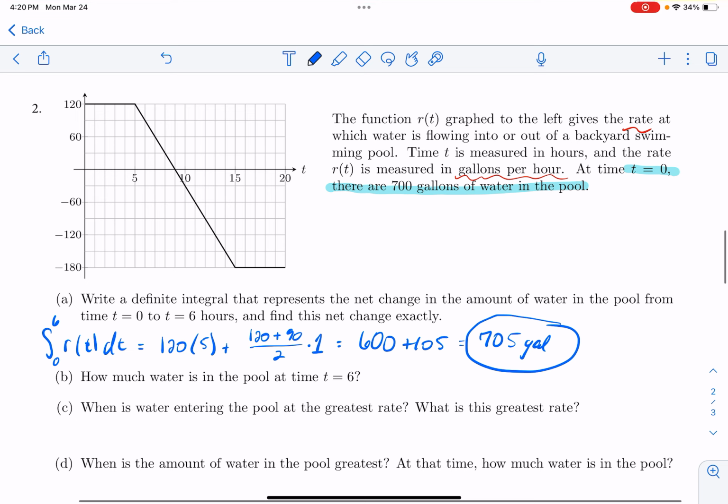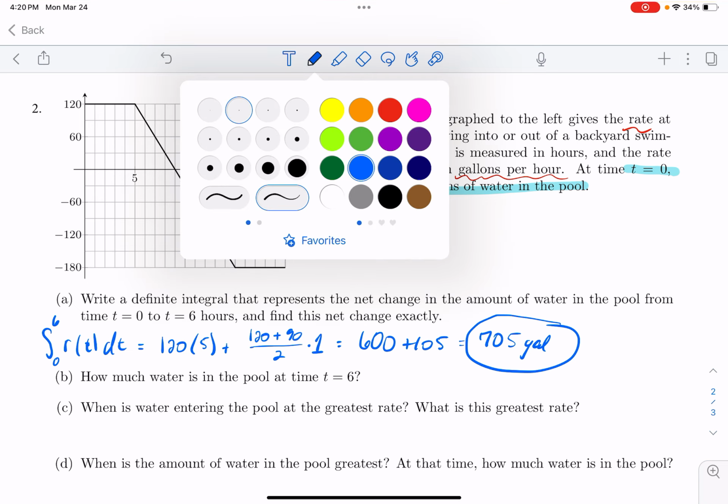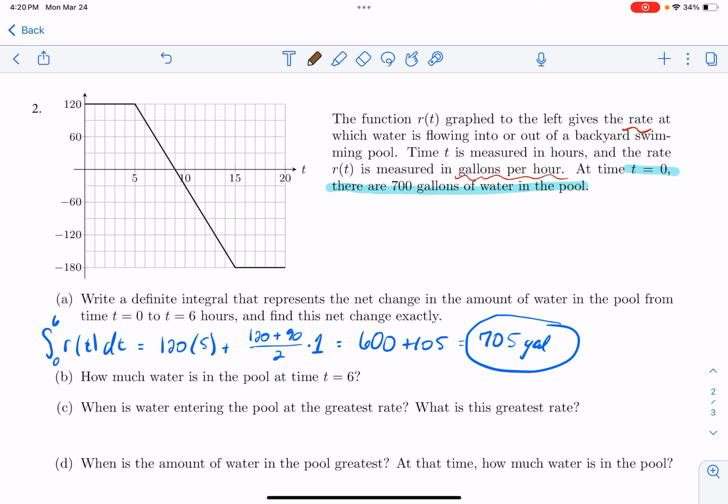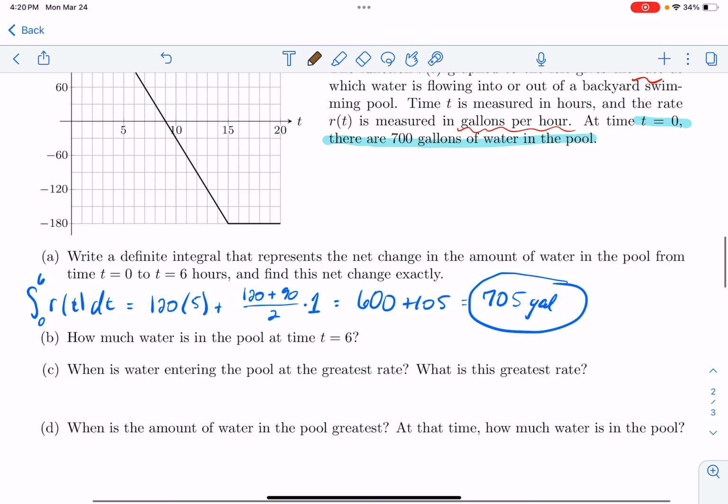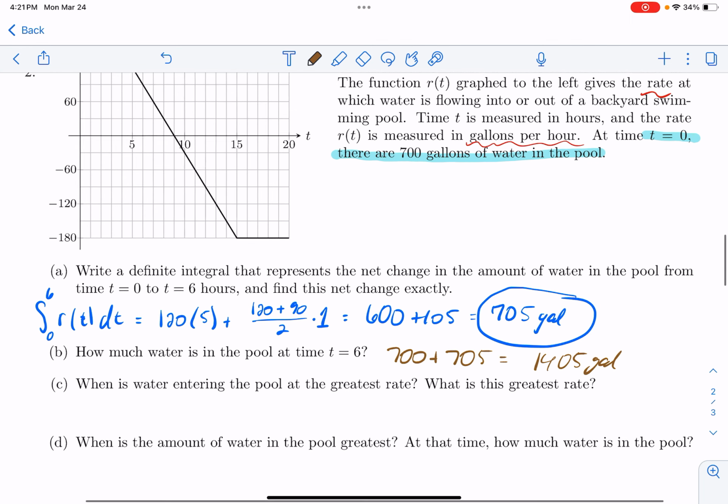Let's take a look at letter B. B says, how much water is in the pool at time t equals 6? Well, we just said that we added 705 gallons. All we need is to know how much we started with, and that brings us back up here, right? We started with 700 gallons. So this is just 700 plus what we added, the net change, 705, and we're left with 1,405 gallons.